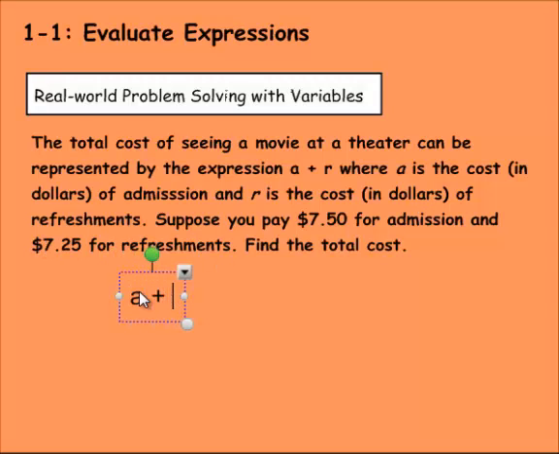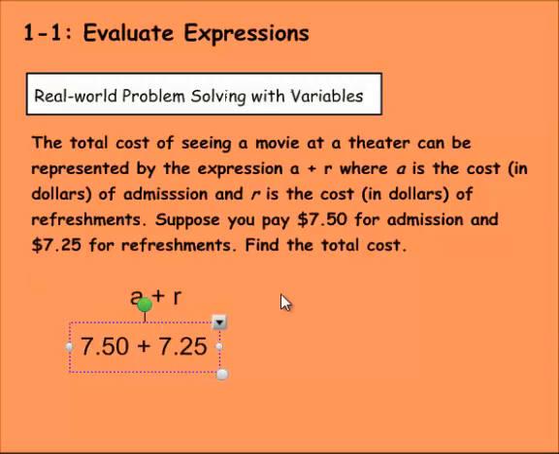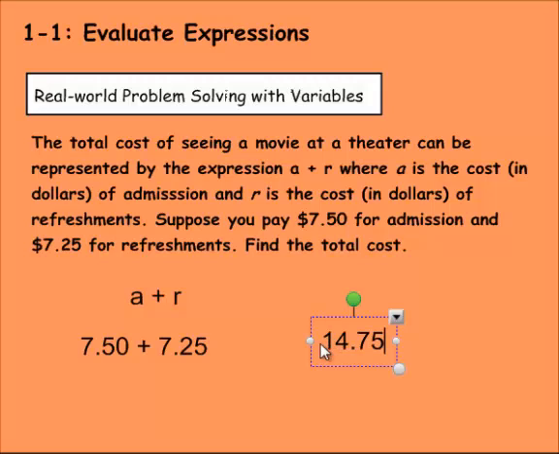So we have A plus R for our variable expression here. Plug in the $7.50 for A. Plug in the $7.25 for R. And then we could solve it and get our answer. This would give, if you do it in your head or your calculator, 14.75, and you put a dollar sign in front of that. That's what the total cost would be, $14.75.